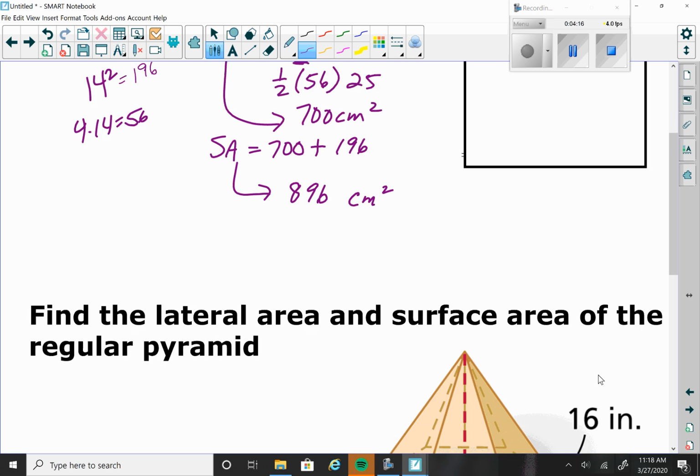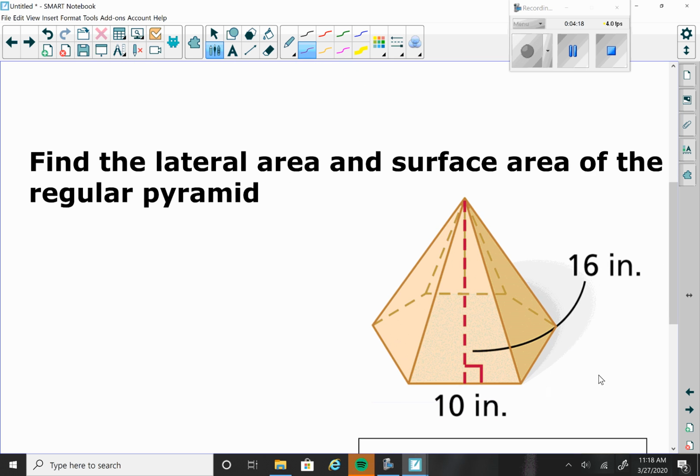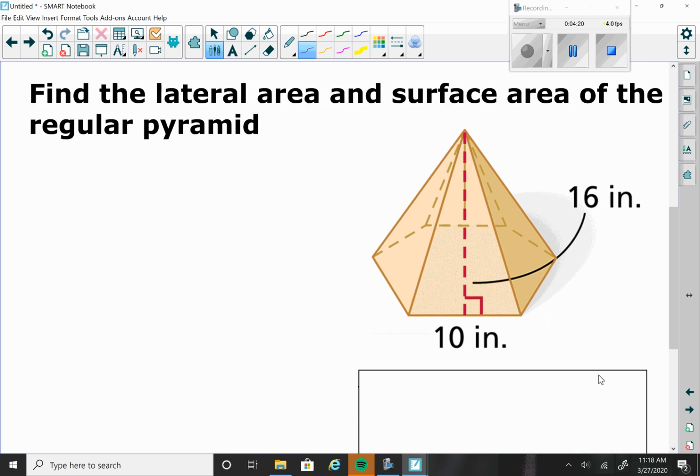Next, we're going to do another one, but this one's a little bit more challenging. This time we have the lateral area and surface area of a regular pyramid shown below. What's more challenging is that this is not a square pyramid, it's a hexagonal pyramid. So this one's going to take a little bit more thought or work. I'm going to go ahead and help you do this one together.